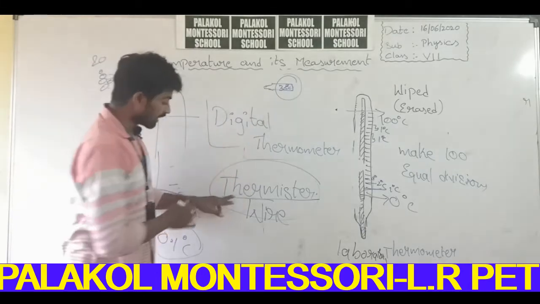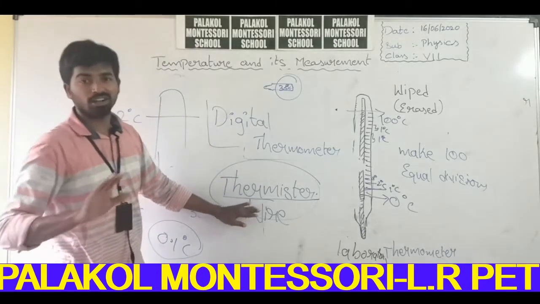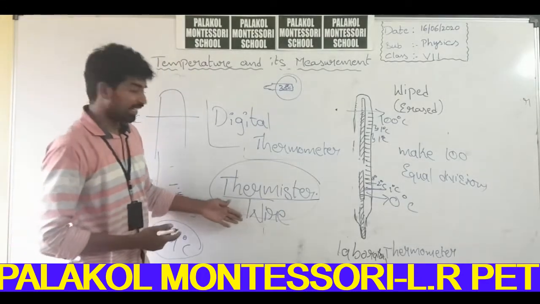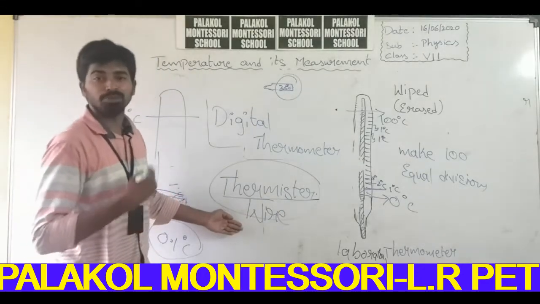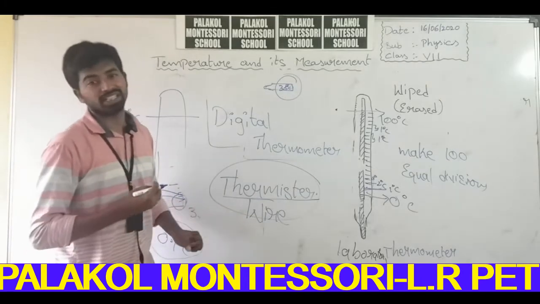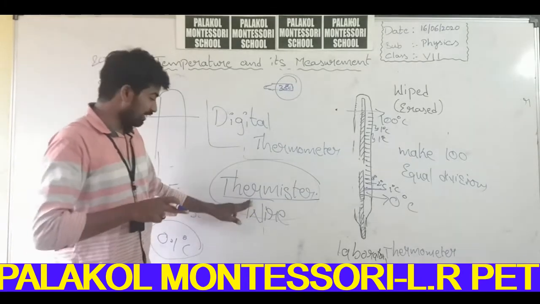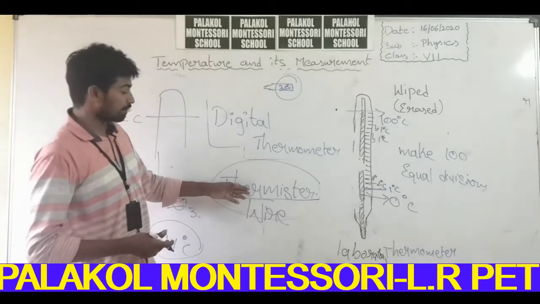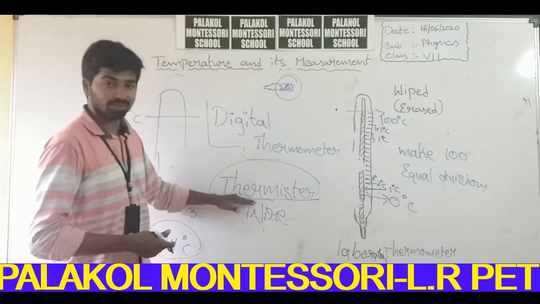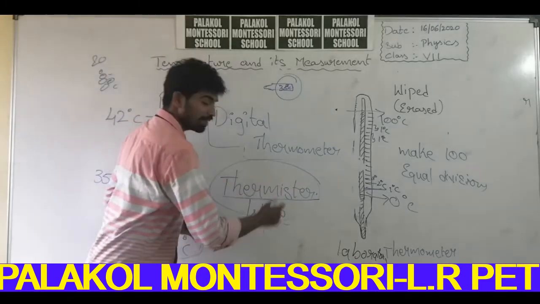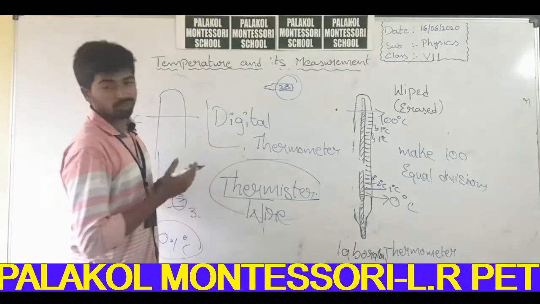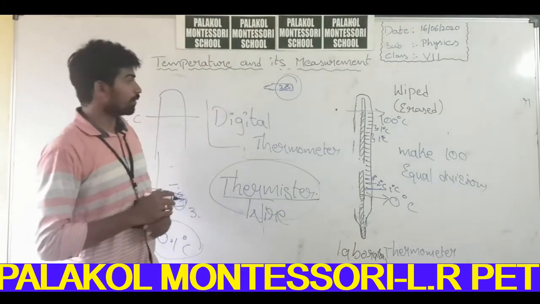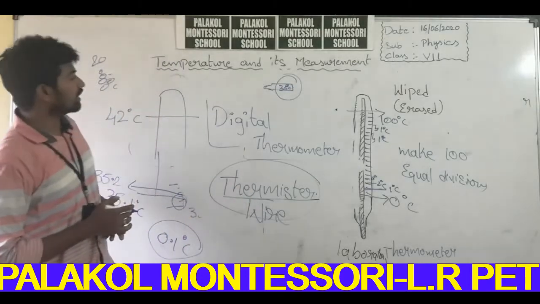The digital thermometer consists of a wire. We cannot call it a wire, we have to call it a thermistor. What is a thermistor? It is a special wire which produces current with temperature change. Whenever it gets a temperature, it will generate current. Such a wire is called a thermistor. So, the digital thermometer consists of a thermistor. This thermistor will generate current, and according to the value of current, the temperature will be shown in the digital thermometer. So, these are the instruments used to measure the temperature.